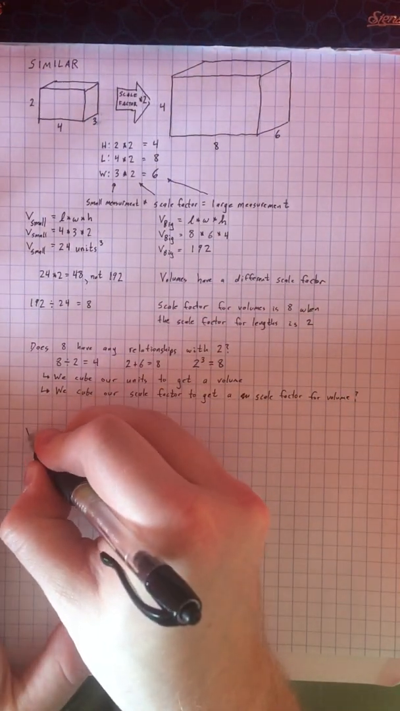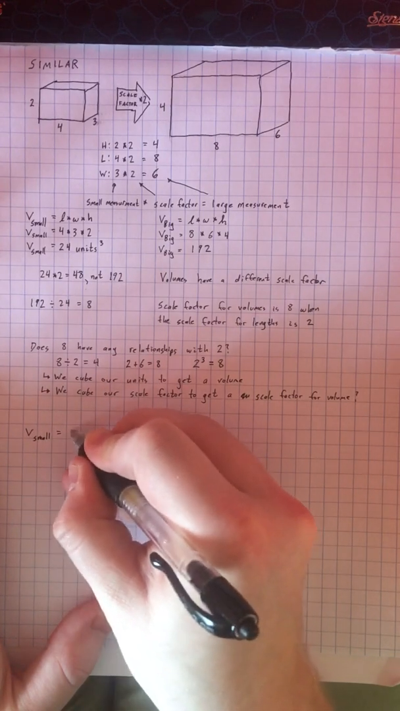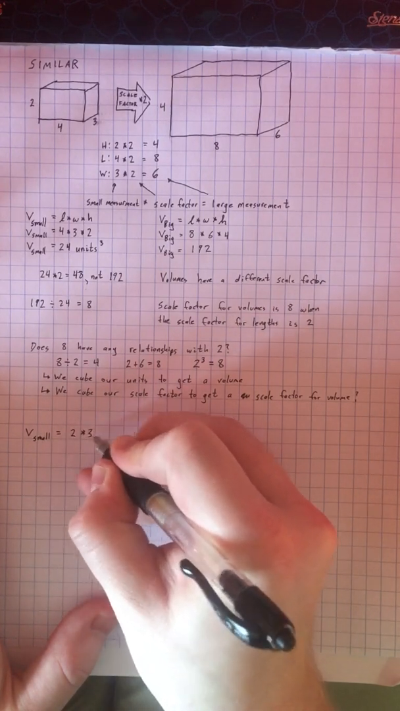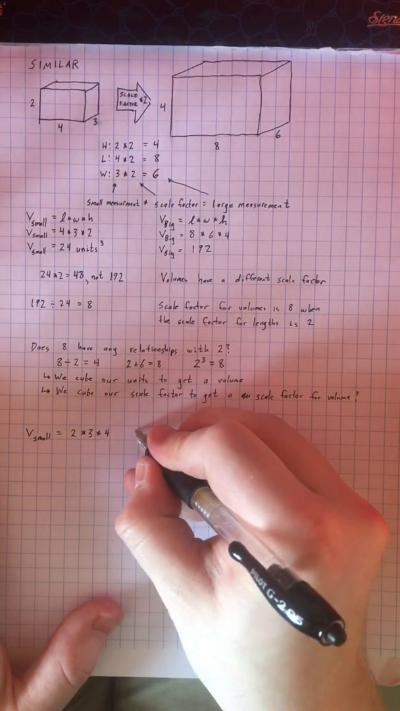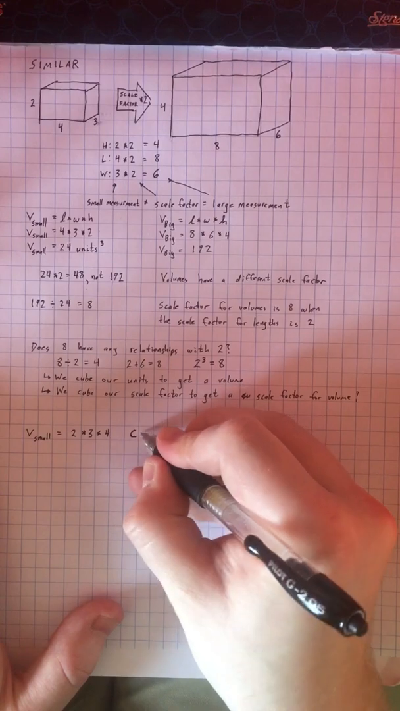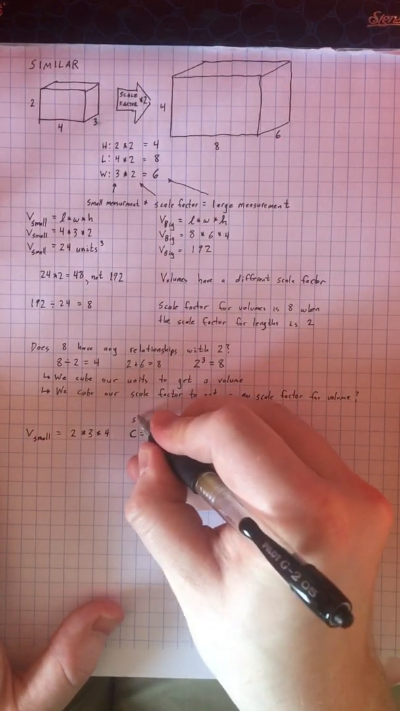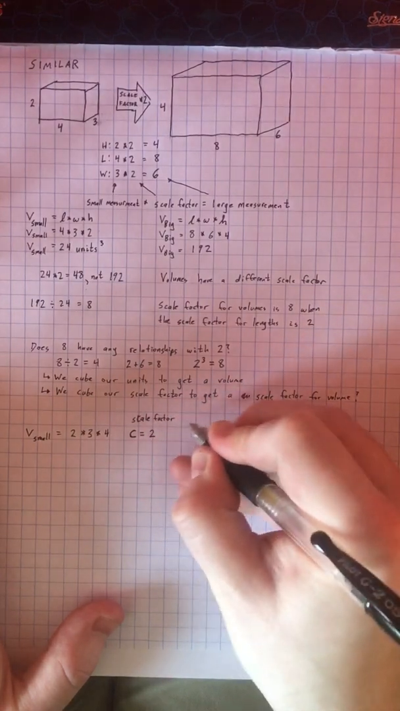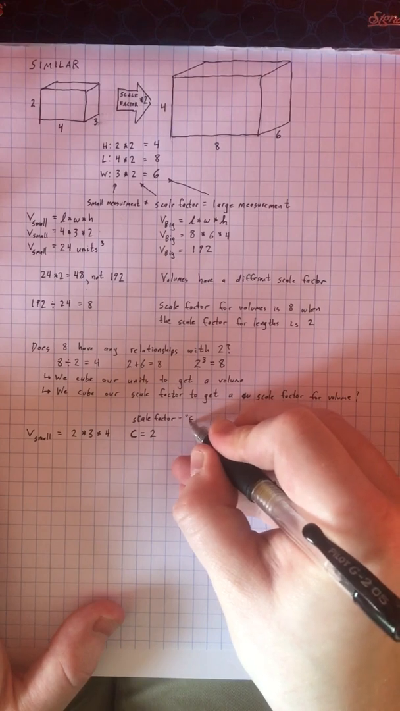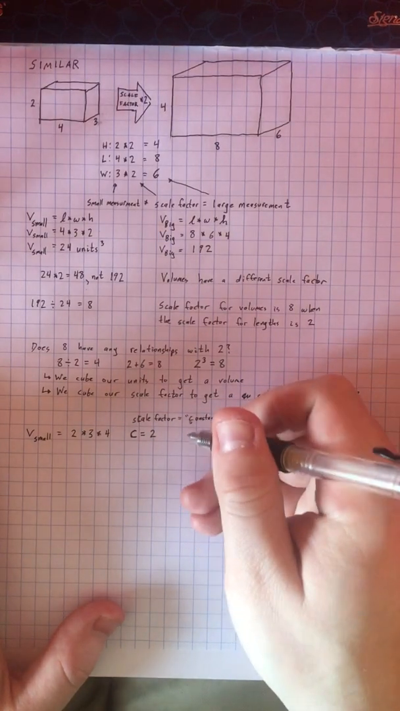In this case, our small volume is 2 times 3 times 4. Our scale factor, which I'm going to abbreviate with the letter C for constant, is 2. Scale factor is a constant, meaning it's a number.